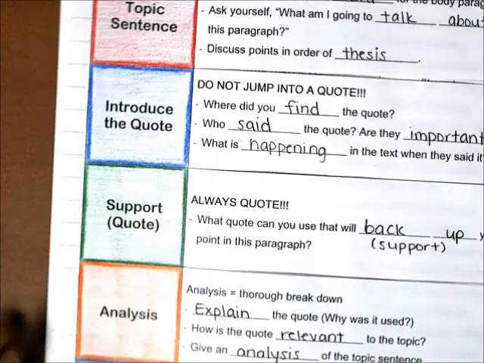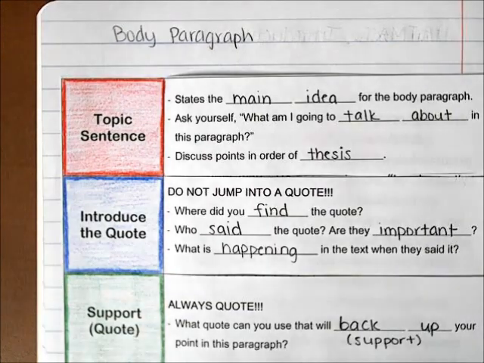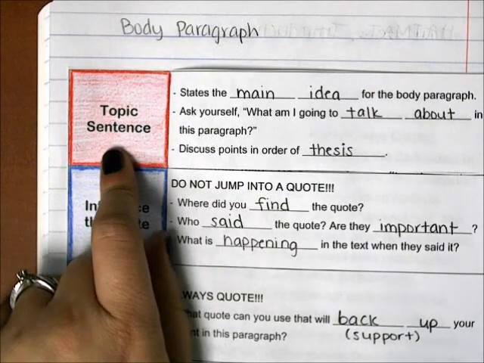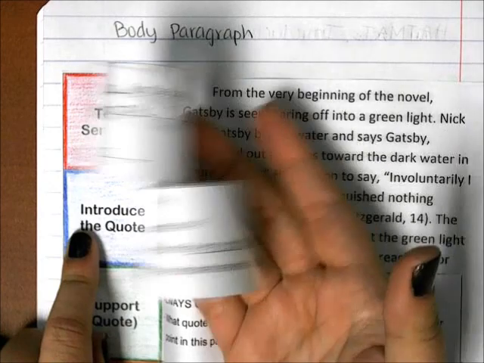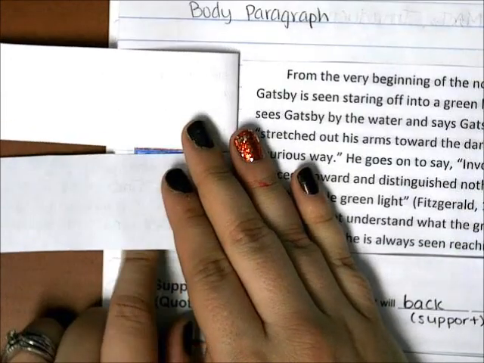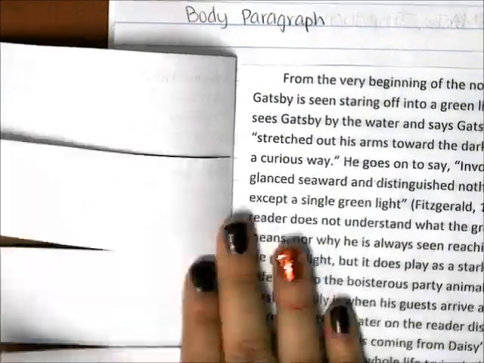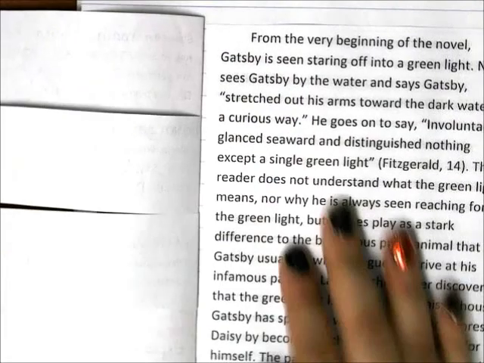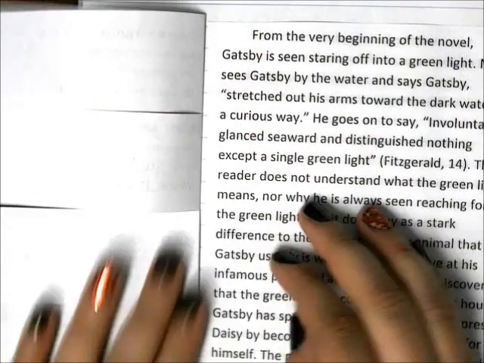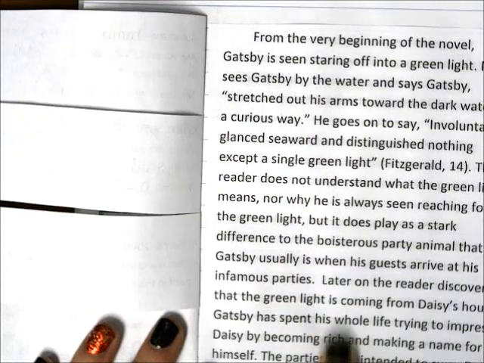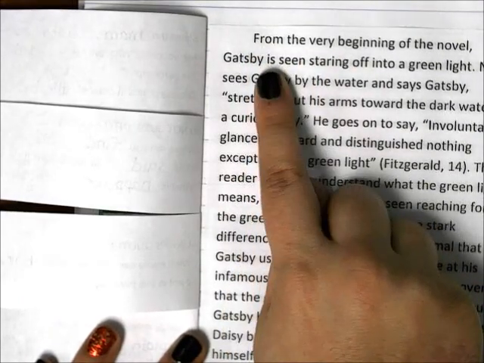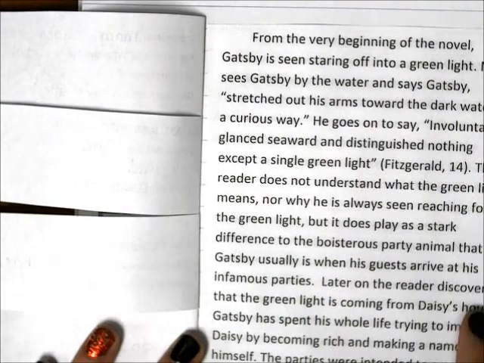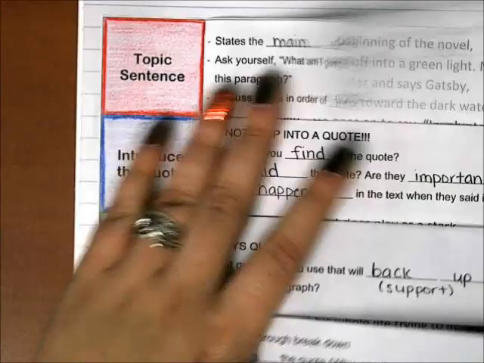Okay, so going on to page 5, we're now in the body paragraph section. So this is the one that starts with topic sentence. So you again want to color them the same color. If you didn't, then you're just going to have to be following along closely. So you're going to be folding the tabs over and then gluing in the paragraph for the body paragraph. This is the one that starts with, from the very beginning of the novel, Gatsby is seen staring off into a green light. So you want to make sure you're putting that paragraph there.